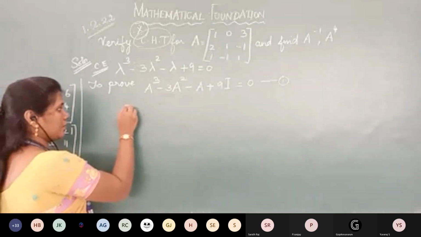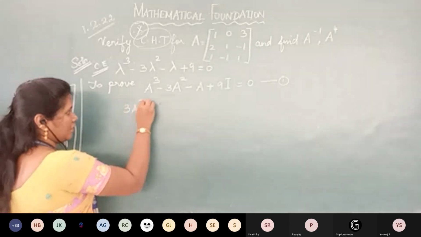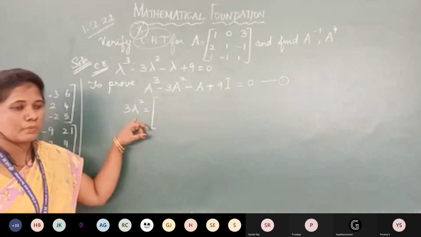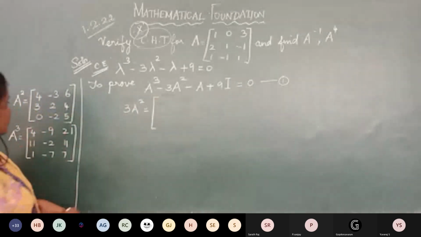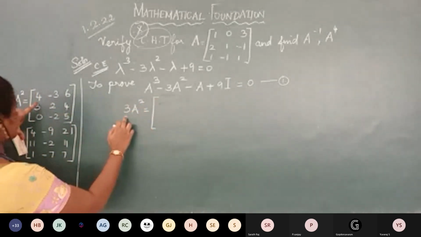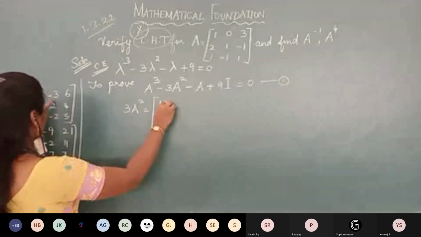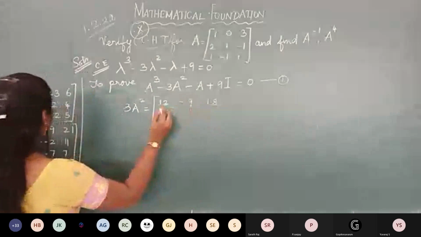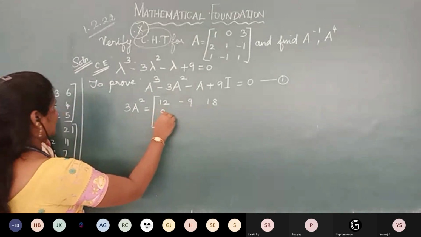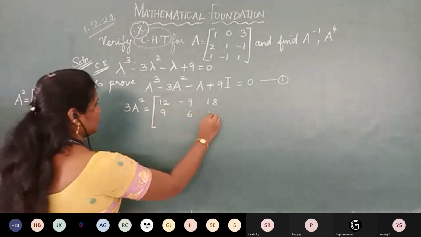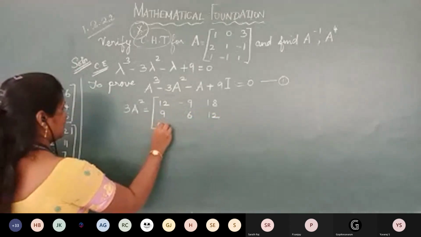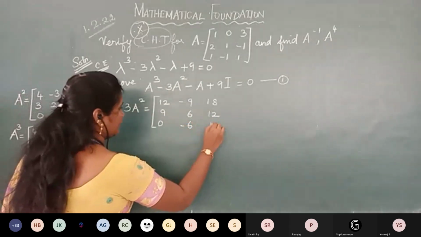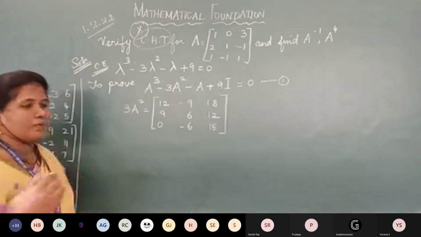You will find out 3A square. So your 3A square is nothing but you have to multiply your A square into 3. So your A square is this term. So 3 into 4 will become 12. Then minus 9, 18, 9, 6, 12, 0, minus 6, and 15. So this is your 3A square.